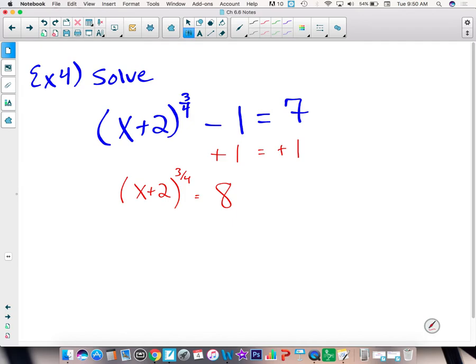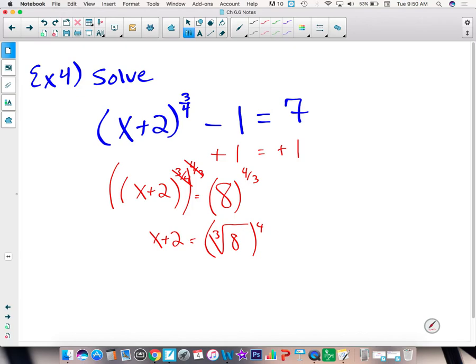So now what do you think you're going to have to do? What power are you going to raise it to get rid of that 3/4? Well, what's the reciprocal of 3/4? That's 4/3. Okay, that's going to take care of that on the left. We have an x plus 2 on the left. And on the right, we have cube root of 8 to the 4th power. You can change it to that. You can change it however you want to.